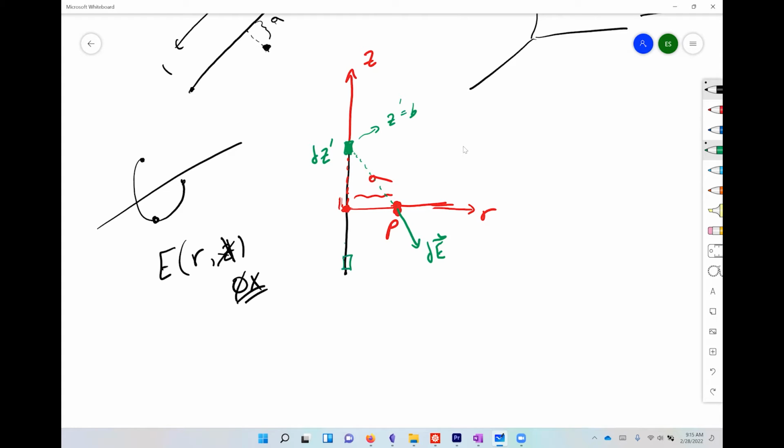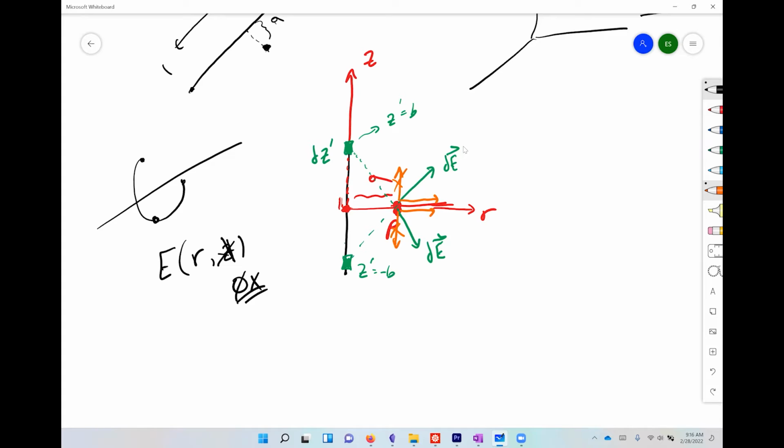At a mirror point where z prime equals minus B, this is also going to give me a field dE. And notice I can decompose this field, let me use another color, into a component parallel to the r-axis and a normal component. And notice that the normal components cancel out.